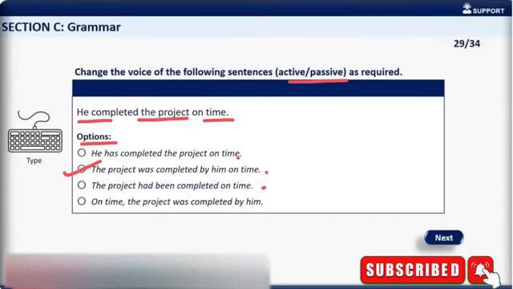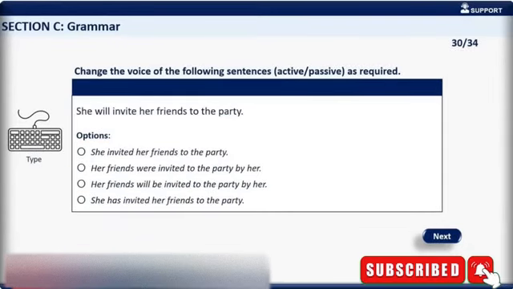Moving on to the next question now. She will invite her friends to the party. The options that we have are: she invited her friends to the party; her friends were invited to the party by her; her friends will be invited to the party by her; and the fourth option is she has invited her friends to the party.